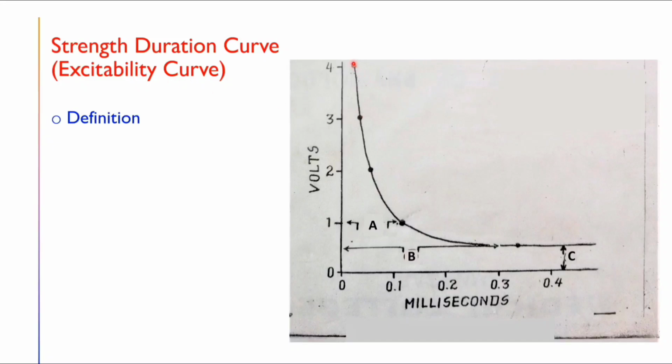Excitability curve. Why is it called excitability curve? Because by seeing the graph, we can find out whether the tissue is less excitable or more excitable. That is why it is called excitability curve.